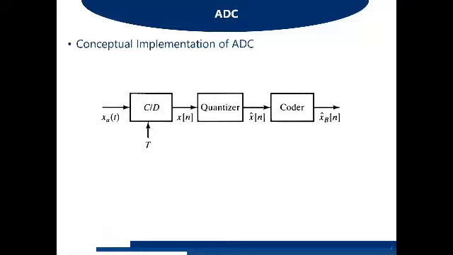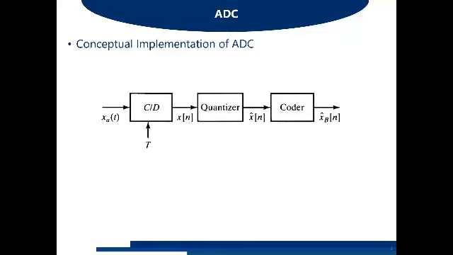Now we move on to the conceptual implementation of ADC. Every ADC, in its main categorical description, consists of three blocks. The first block is the C to D converter, which is the same thing that we have already discussed, the combination of sampling and zero order hold. This combination is referred to as the C to D converter.